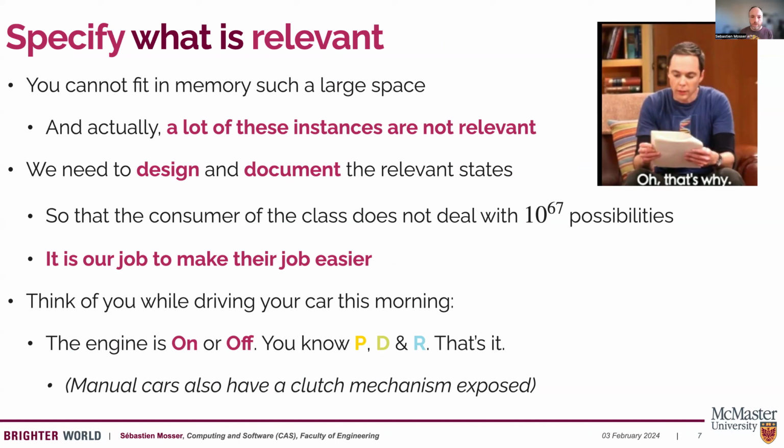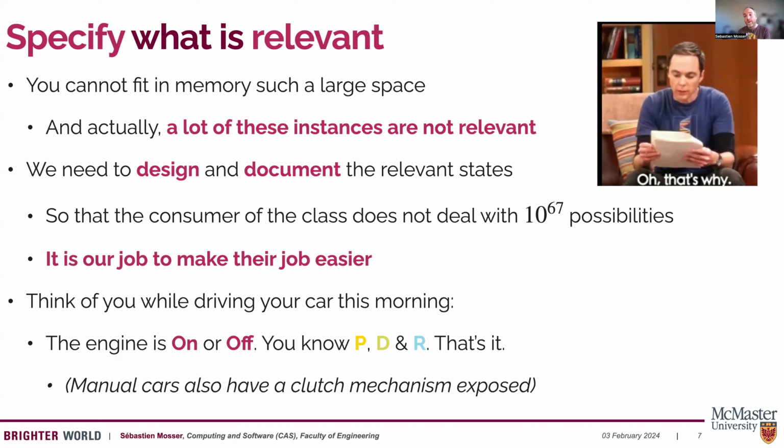So really the objective is to find what you know, and based on what you know, represent those states and say, what can I do in those states? You drove your car this morning, maybe. The engine in the car is on or off. I can't accelerate if the engine is off. I have parking mode, drive mode, reverse for the gear. If I had a manual one, that would also have to expose the clutch mechanism that I don't have with an automatic.